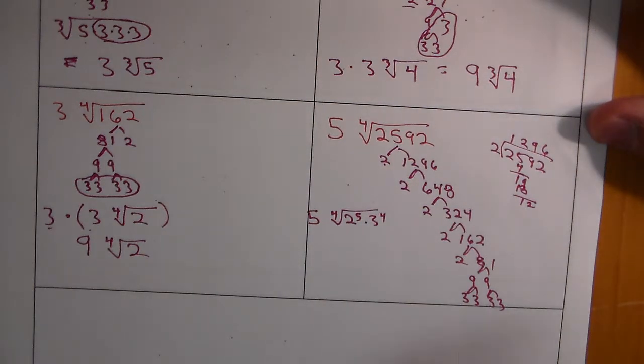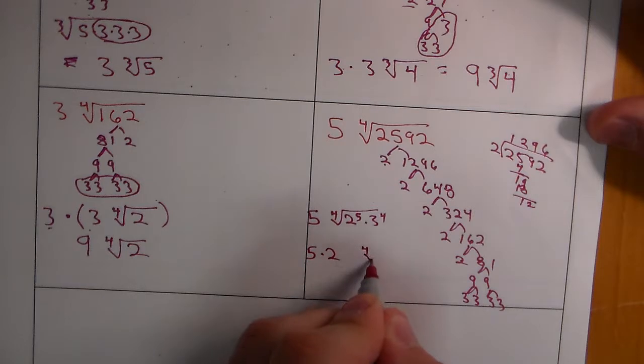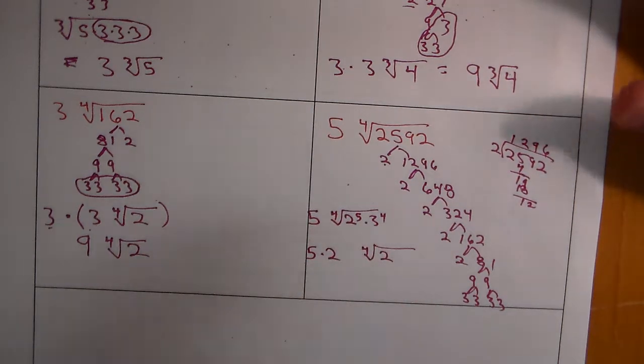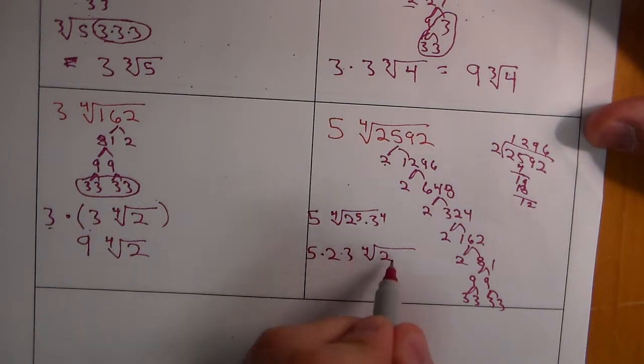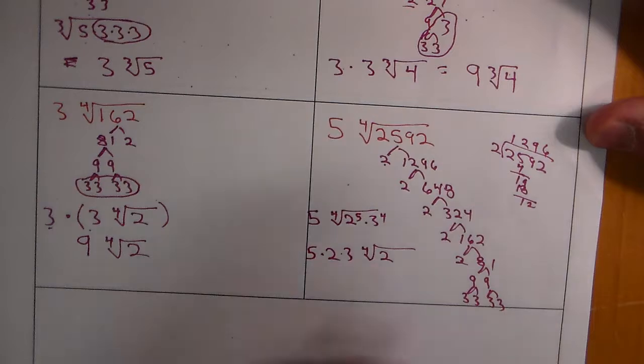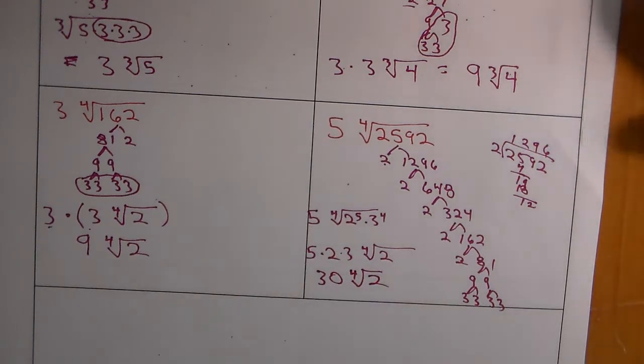3's. So one set of 2's is going to come out. A single 2 gets left over because it's 5. I took out 4. There's 1 left. I have 4 3's, so that set comes out. None are left over. So on the outside, 5 times 2 times 3 is going to be 30. 4th root 2 is what I'm left with.